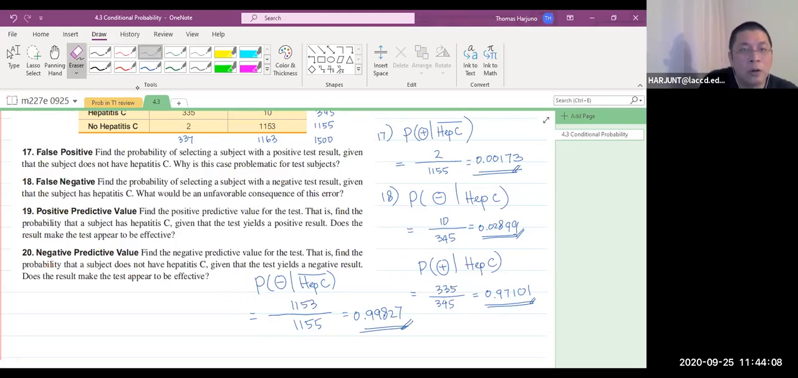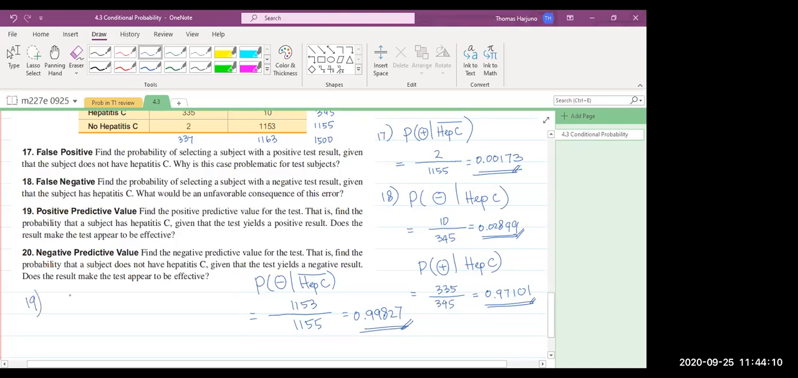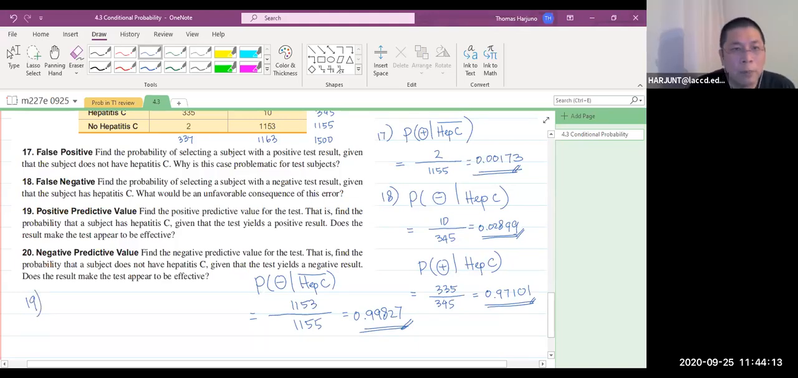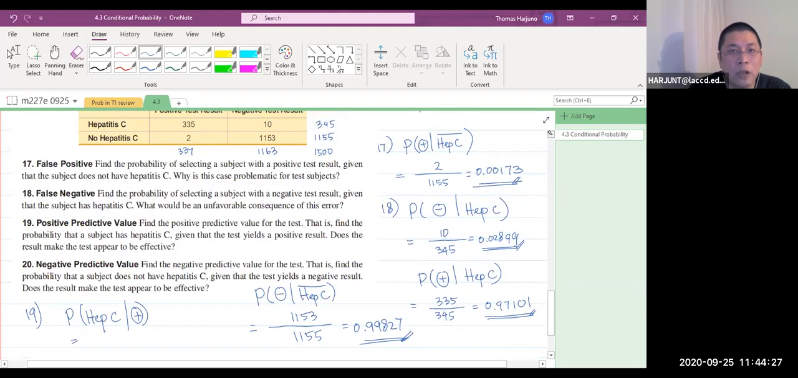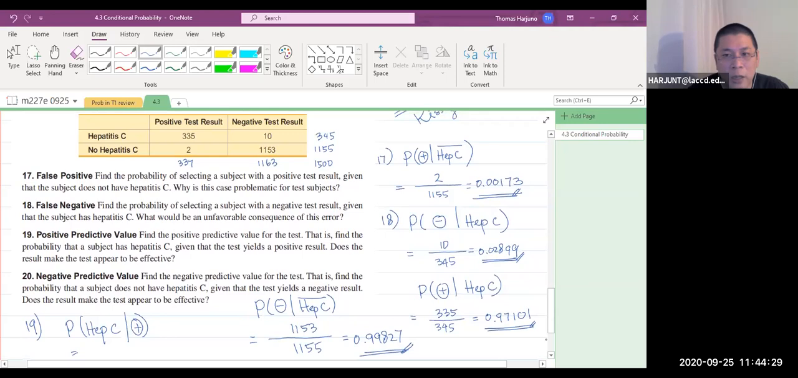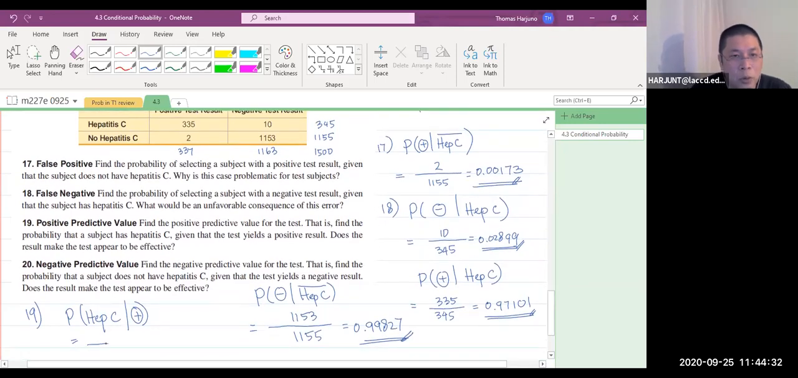For number 19, thank you for pointing it out. I didn't read it correctly. Find the probability that a person has hepatitis C, given that that person tested positive. You're right. So we see how many people tested positive. I answered the wrong question. Tested positive is 337, but the ones who actually have hepatitis is 330.